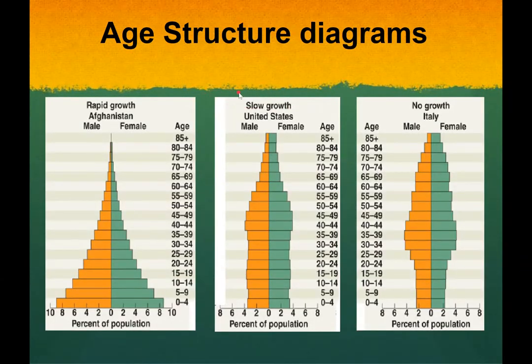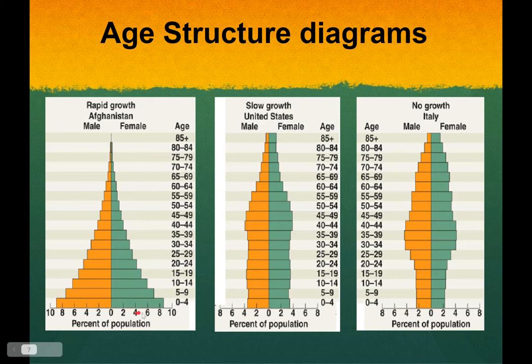So when we're talking about human population, we use what are called age structure diagrams to illustrate whether a population is growing or shrinking. So we've got 3 different countries here, Afghanistan, the United States, and Italy. So let's take a look at Afghanistan. If we start down here at the bottom, we can see the percent of population. So here's the age structures. So 0 to 4, so infants to 4-year-old children. And then males are in orange and the females are over here in green.